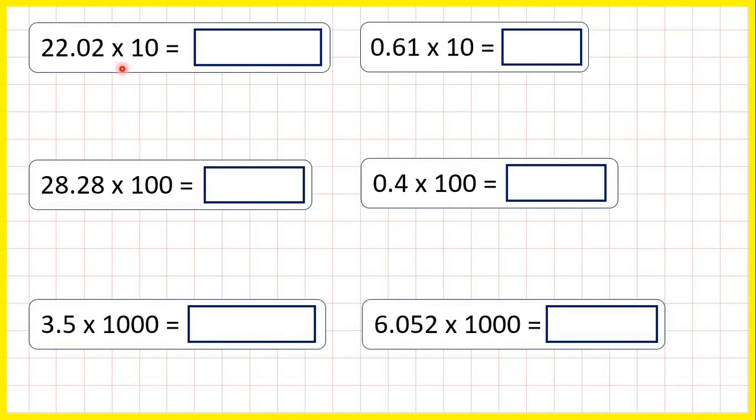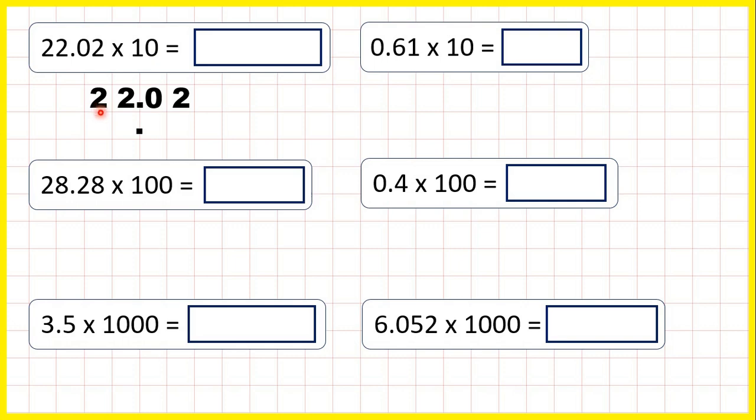Now we need to multiply a decimal by 10, 100 or 1000, and to do that we always start in the same way. We write out the decimal, so here 22.02, and then we copy down the decimal point. Now multiplying by 10 means that the digits are moving one square to the left. We're moving to the left because remember, multiplying by anything more than 1 makes the number bigger, and the way to remember that it's just one square to the left is because 10 has one zero.